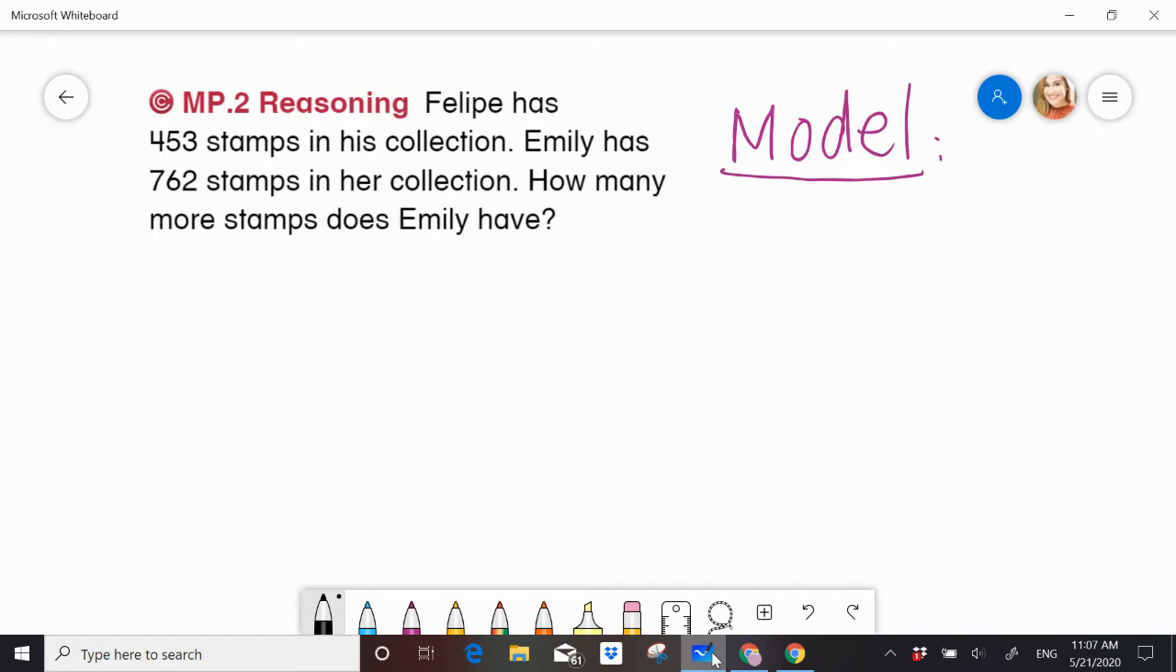So I think I want to use cubes a little bit to do this. So I'm going to circle my numbers, and I'm going to use a fancy color because why not? So I'm going to use rainbow. Circling my numbers, 453, 762. So those are my two numbers. Underline the question, how many more stamps does Emily have? So Emily has more. I need to find out how many more.